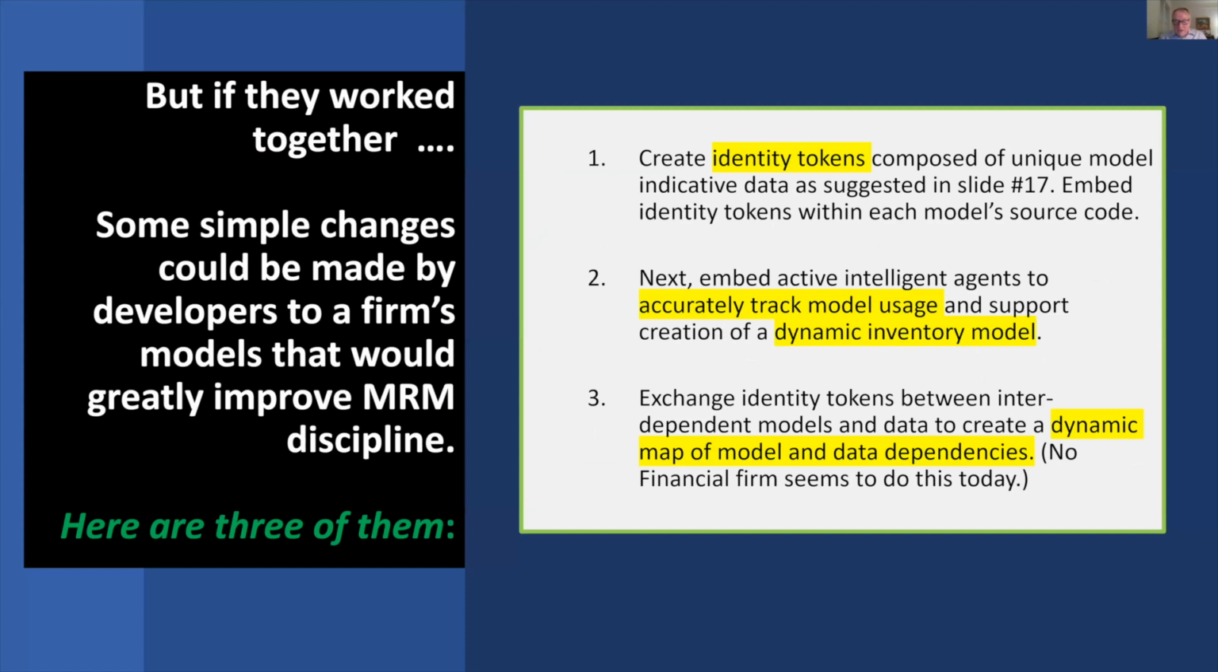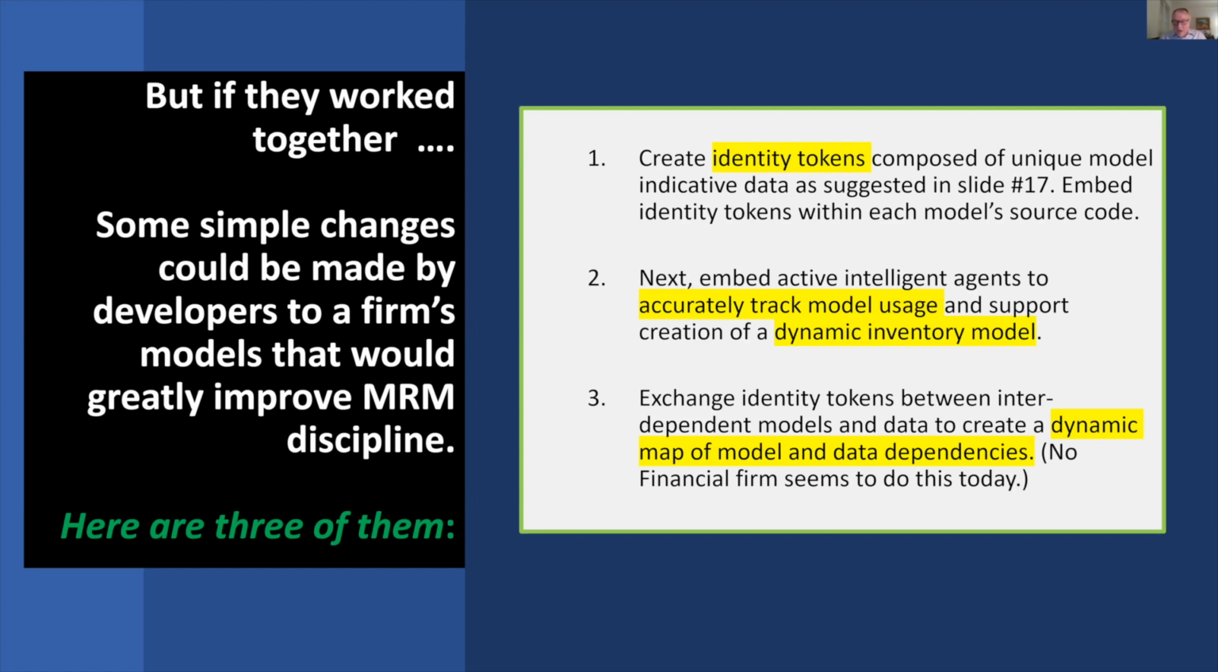You can think of it as a transponder or a broadcasting function that will be executed each time the model itself is executed. A third way that MRM and model developers could improve the whole process by working together would be to create a methodology to exchange identity tokens between interdependent models and data, supplies of data just as well, to create a dynamic map of model and data dependencies.